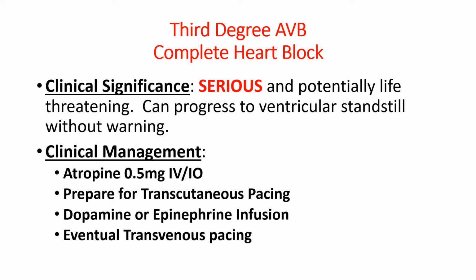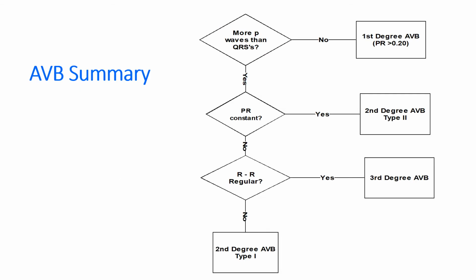And atropine, again, it probably won't be effective because it's only increasing the SA node, just like in second degree type 2. But again, you're going to follow the algorithm when you have an unstable bradycardia. This reference is on page 154.